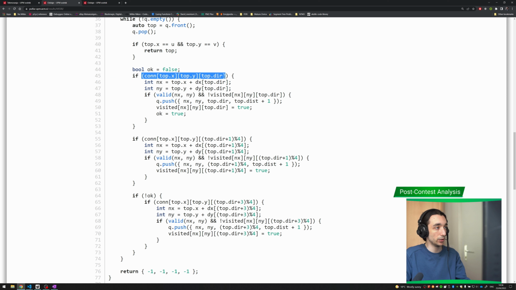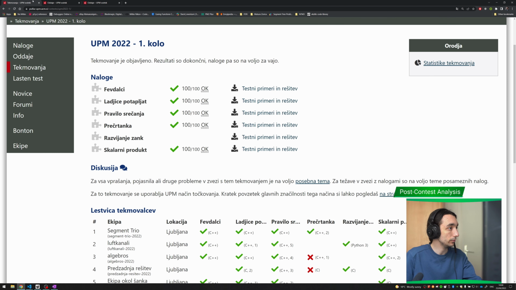You try first with this direction to continue in this direction. Then you try to turn right. So modulo 4, plus 1, modulo 4. Then if you can't continue straight forward, then you can only try to continue to the left.